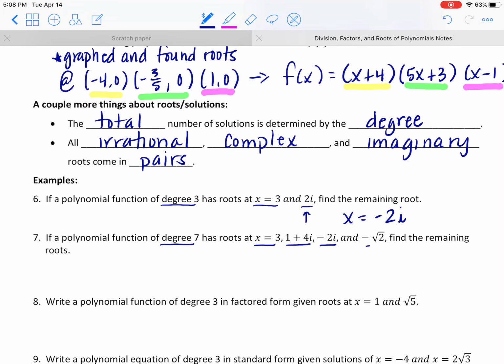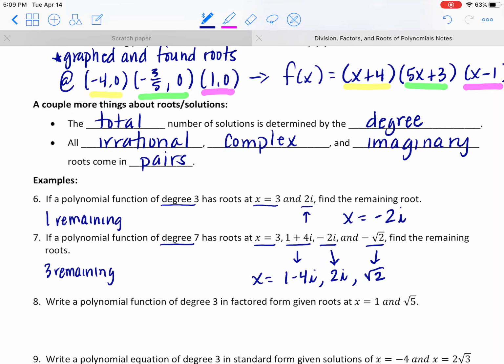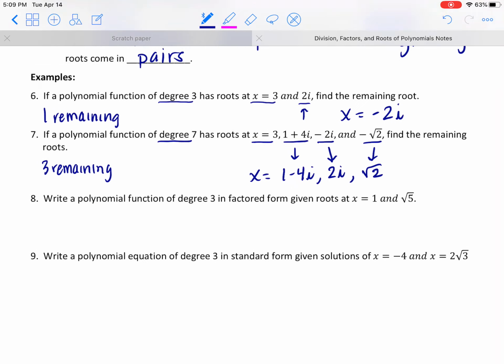Now we've got a degree of 7, so we've got 1, 2, 3, 4 solutions. What are the remaining 3? The pair of this, 1 minus 4i. The pair of this would be a positive 2i, and the pair with this would be a positive radical 2. So they're your remaining 3 roots. So 3 remaining here, and there would be 1 remaining here.